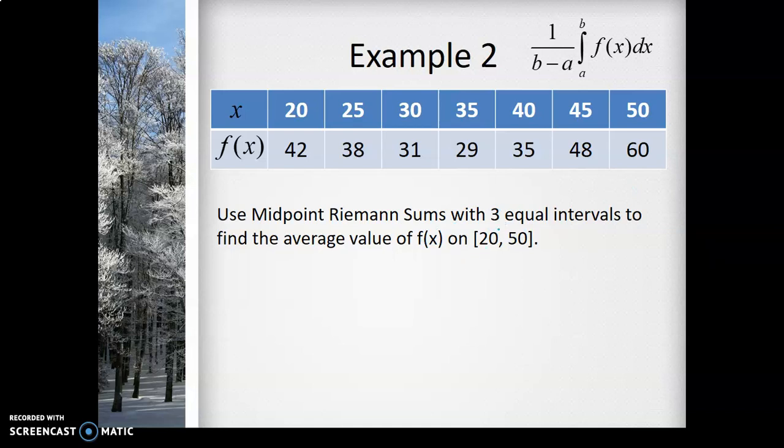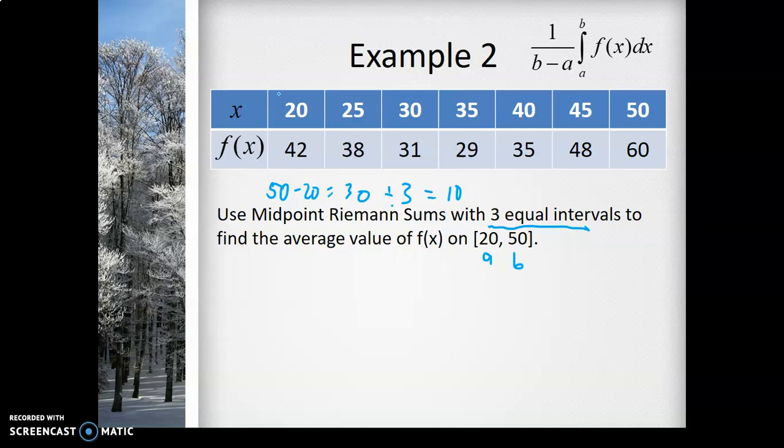So again, the two endpoints of your interval are going to be a and b. A midpoint Riemann sum with 3 equal intervals. So we're going from 20 to 50. So 20 to 50 is 30. And then I divide that by 3 because we have 3 equal intervals. Each interval should be 10 wide.